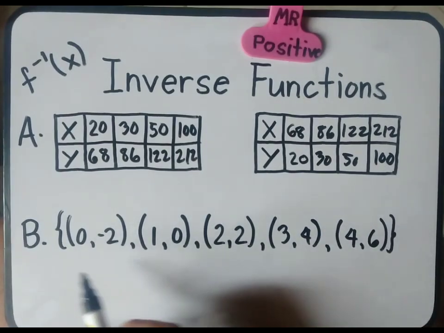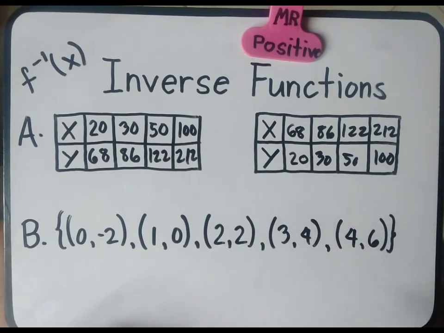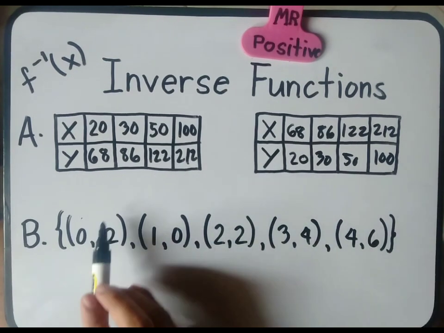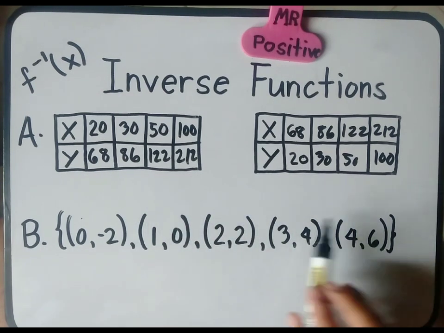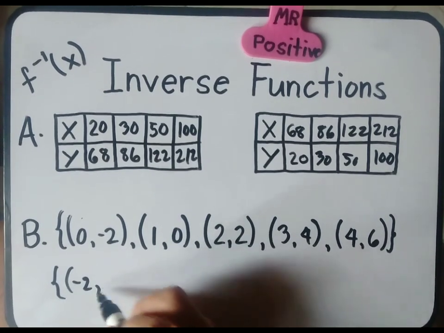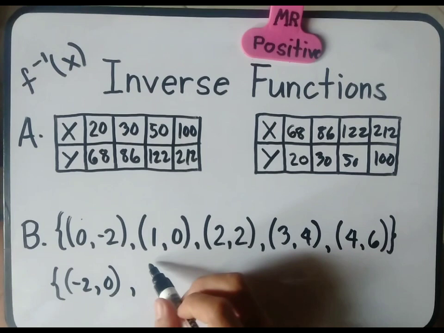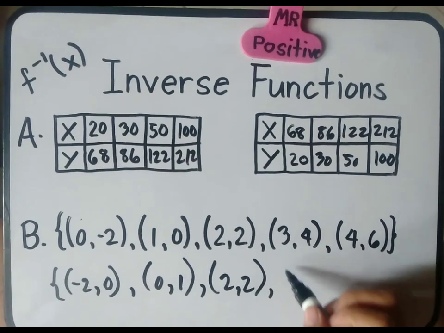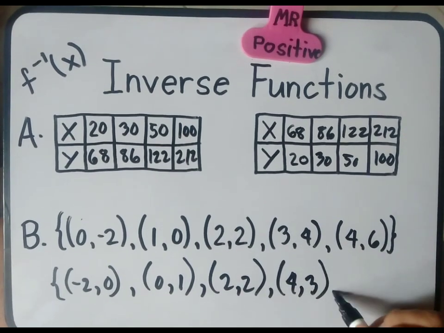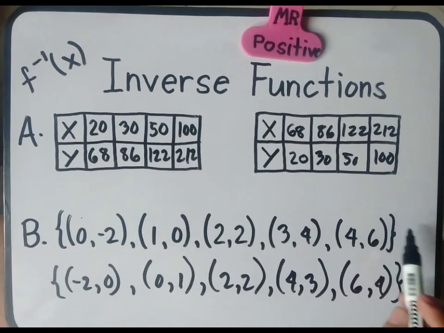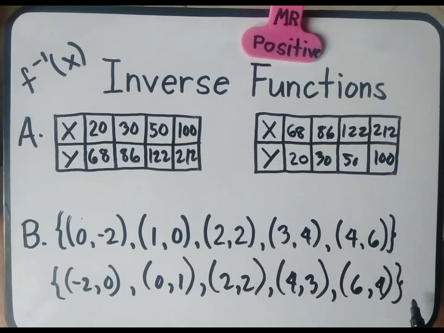Okay, if the example is in x and y coordinates, it is the same process, just interchange the x and y values. So this is our x, and here we have our y values. For the inverse, it will be -2, 0. We have 0, 1, of course 2, 2, 4, 3, and 6, 4. Okay, this is the original function. This is the inverse function.